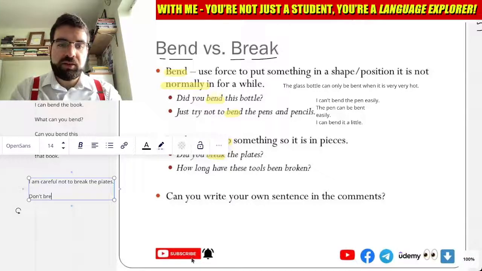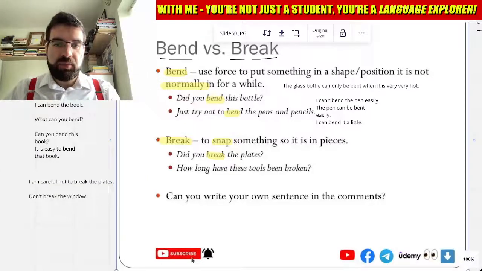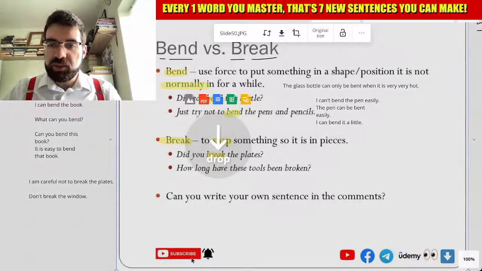Don't break the window. Let's try and get a picture. Here we are. Like to break something.